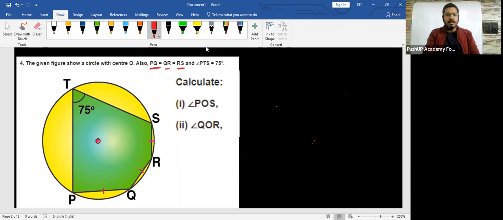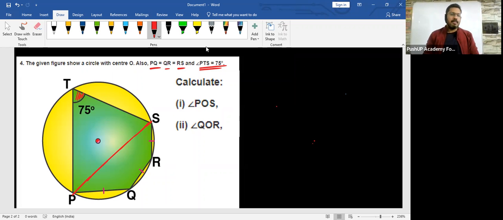Now here, children, one important data is given to you. Angle PTS is equal to 75 degrees. If I ask you which chord would subtend 75 degrees on the circumference, your answer would have been angle PTS. Makes sense, no? Angle PTS is the angle subtended by chord PS on the circumference of the circle. Very important data.